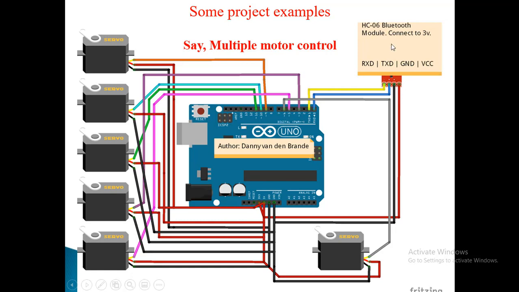Then you have to connect a Bluetooth module as the input device, because you are going to control those motors by using a Bluetooth device, a mobile phone. All right, then you have to connect a Bluetooth module as the input and all the motors as the output. Then write a three-line program, and then you will be able to successfully control all the motors from your mobile phone.